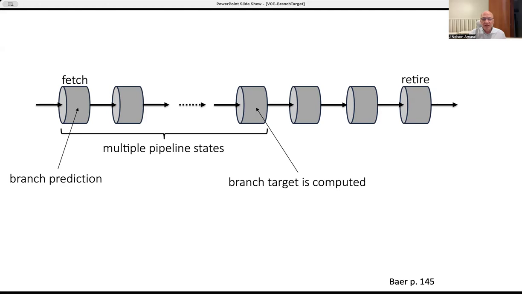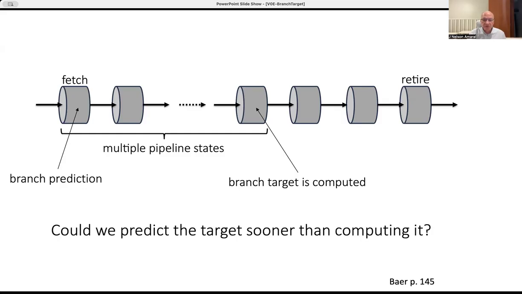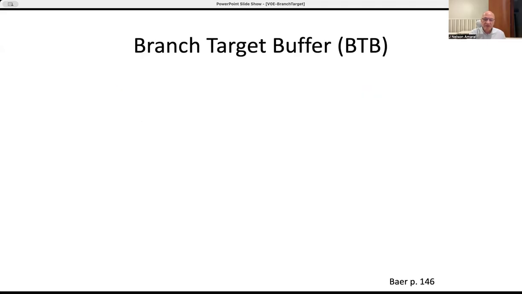Therefore, predicting that a branch is taken, but not knowing the address of the target instruction, is not going to be very useful. So the question is, could we predict the target sooner than it takes to compute it? And that is what this lecture is addressing. We're going to introduce a new structure in our hardware that is the branch target buffer, and it's called the BTB.